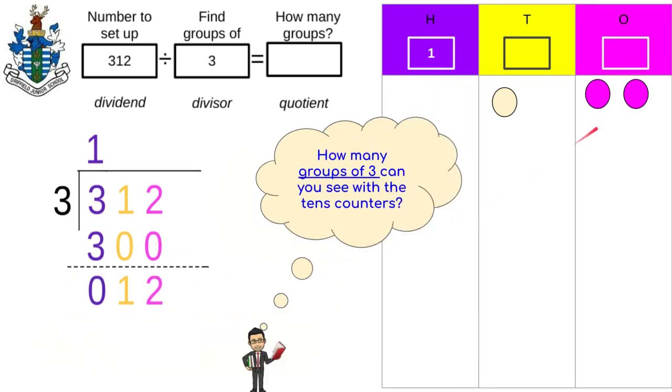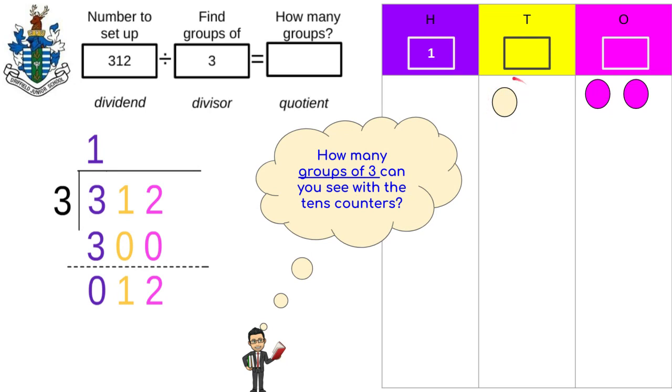Now, that's exactly the same as the Year 4 representation, because here we've got 1 ten and 2 ones. We've still got 12. So both representations have 12. We're now going to look in the tens column, and we're going to see how many groups of 3 we can see in the tens column. Well, how many groups of 3 have we got there?